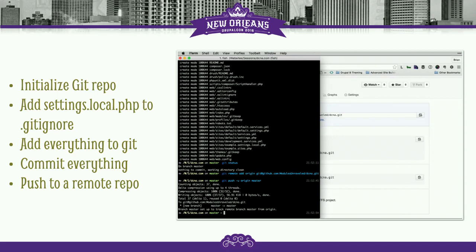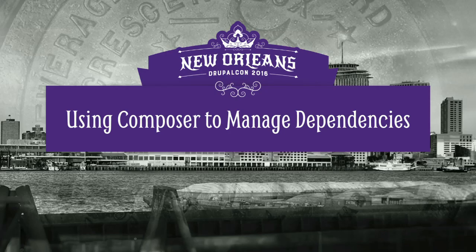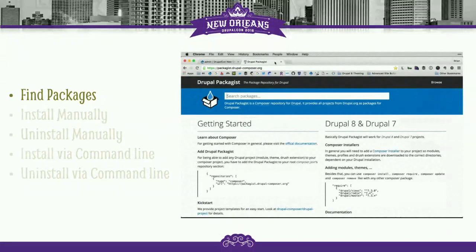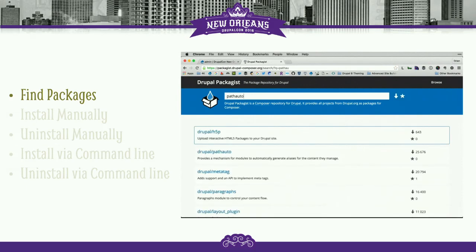I understand. All right. So let's go on to using Composer to manage dependencies. We are going to use it to install packages from packagist.drupal-composer.org. You probably can't read that either. This is where you want to go to look for packages. Basically, this is a clone of Packagist that mirrors Drupal.org. So anything that's on Drupal.org, any modules, themes, anything like that, you can install using Composer thanks to this Packagist site. So all you do is search for what you want.